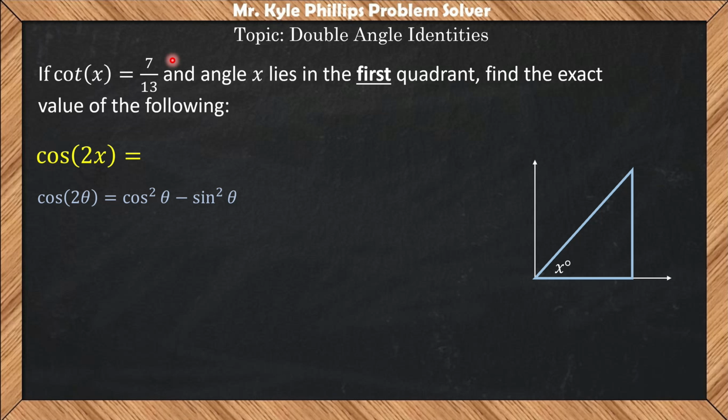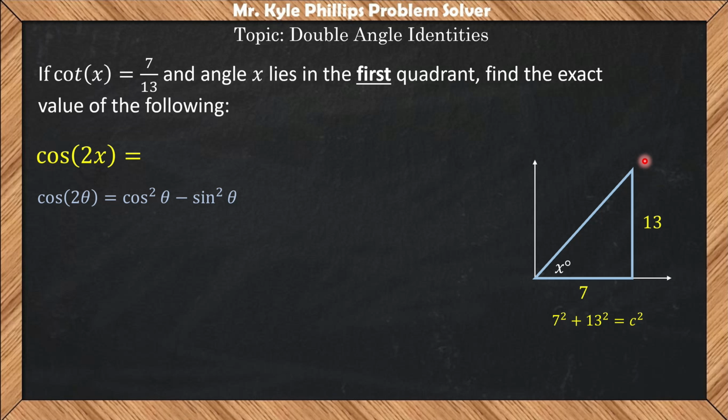One thing we need to realize is that cotangent is the adjacent over the opposite leg. So what we'll do is go ahead and put 7 as our adjacent, and we'll put 13 as our opposite. So you'll see that we are missing this leg here, this hypotenuse. So what we're going to have to do is use the Pythagorean theorem. So we'll set it up like this.